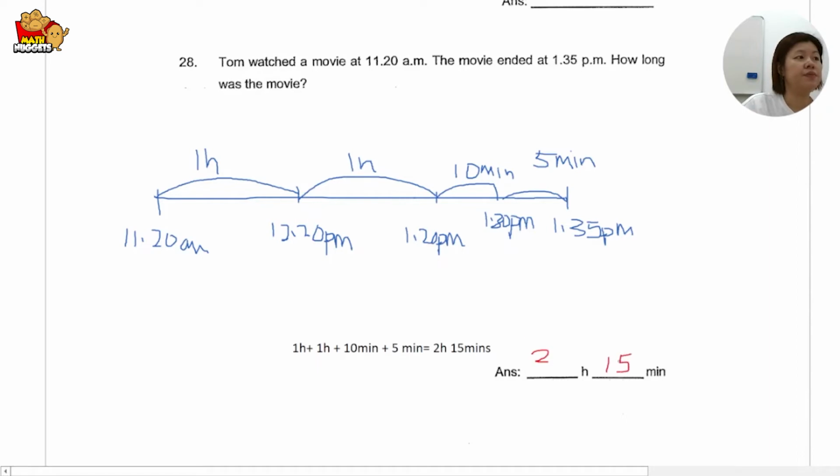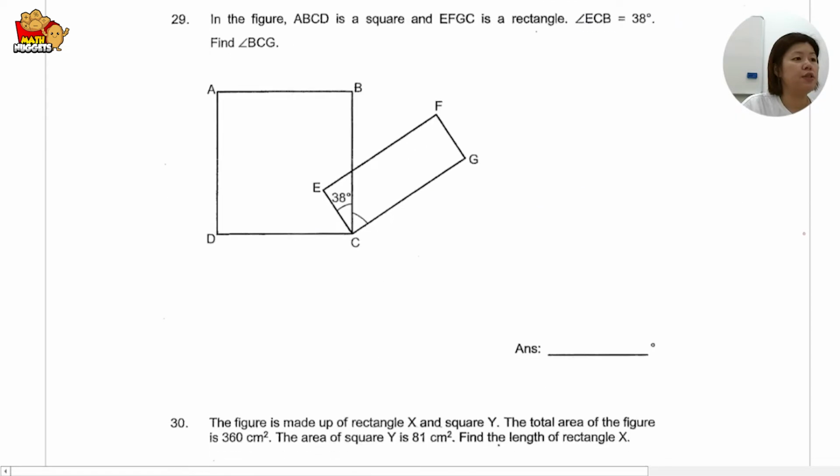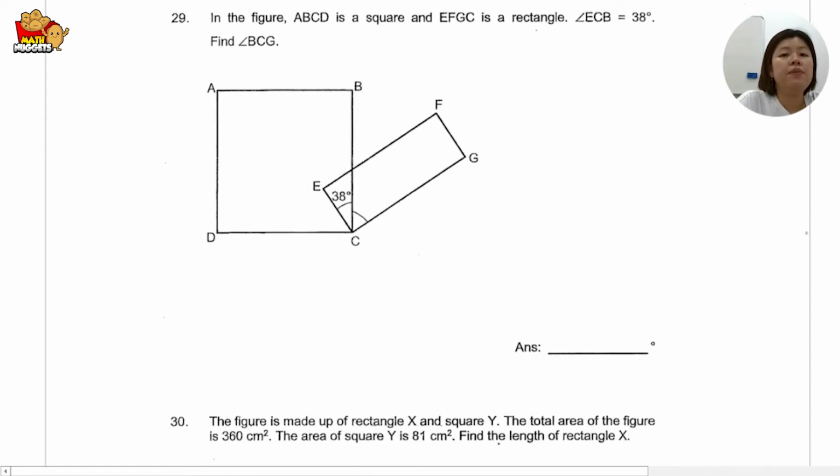Okay, let's move on to the next question. In the figure below, ABCD is a square, EFGC is a rectangle. So they give you the angle ECB is equals to 38 degrees. Like we have mentioned in most of the paper, rectangle is 90 degrees. So this is 90, meaning I can find this part is actually 90 minus 38, which will give you 52 degrees.